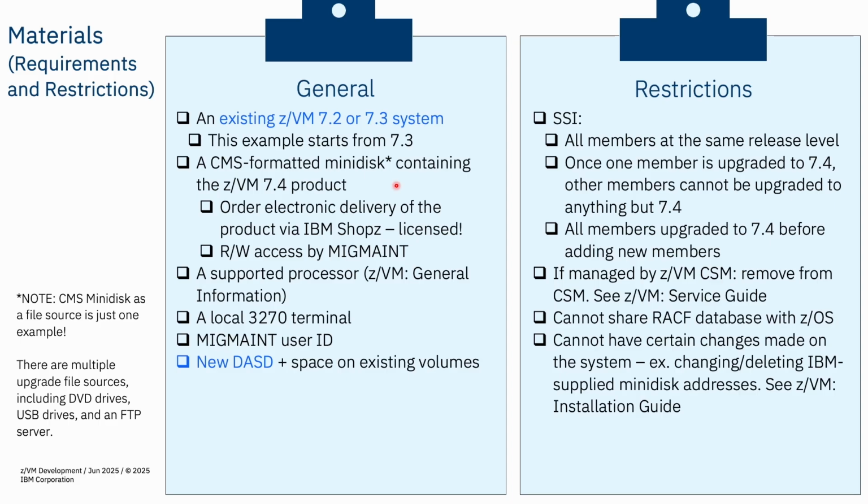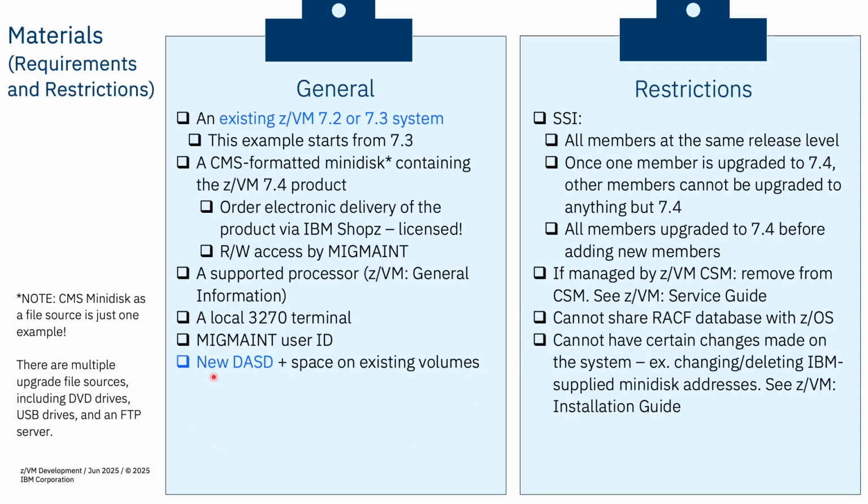Next, we'll be using a CMS formatted minidisk once again to contain the z/VM 7.4 product. Again, there are some different options, but for this example, we'll be using the minidisk. Refer to the z/VM installation guide for more information about those other options. We'll need a supported processor and a local 3270 terminal, as well as the MAINT user ID. This is the user ID on which we'll be performing most of the functions for this upgrade installation.